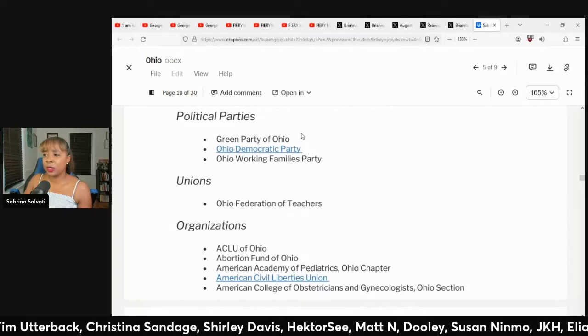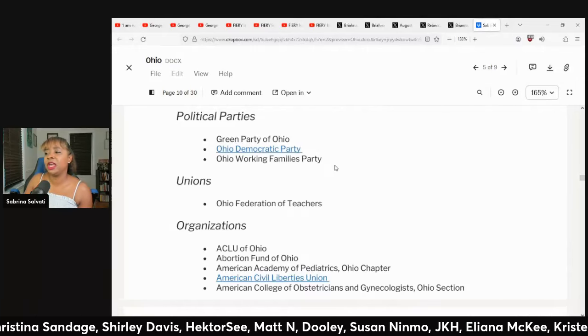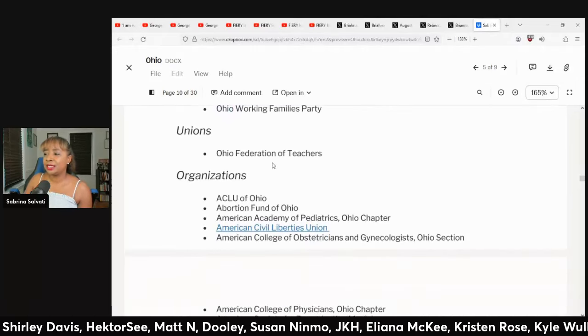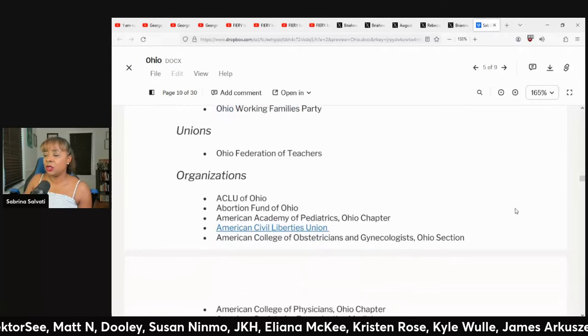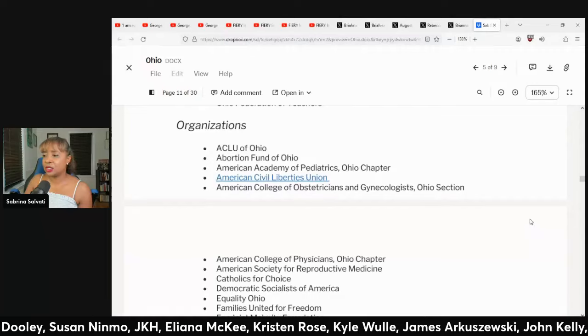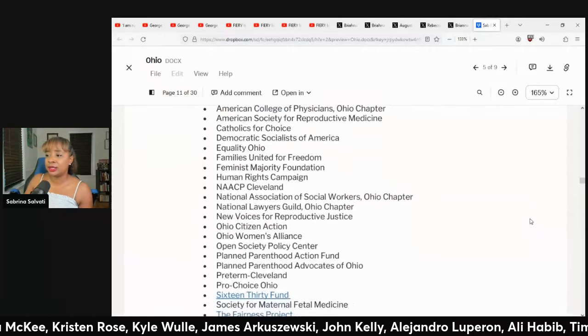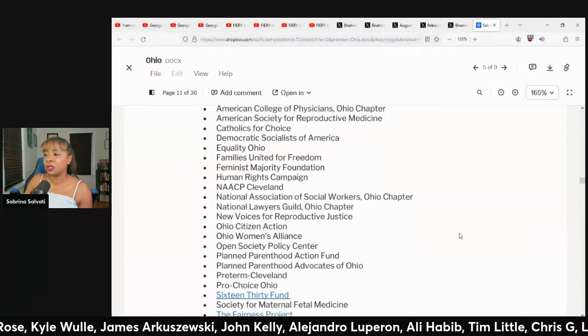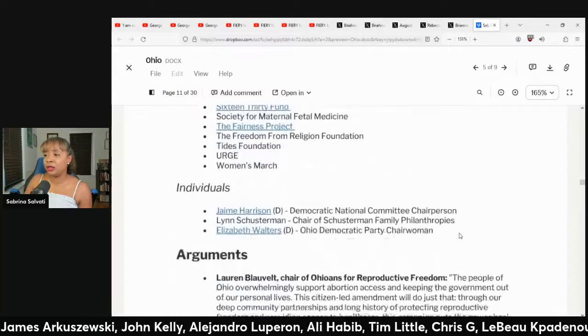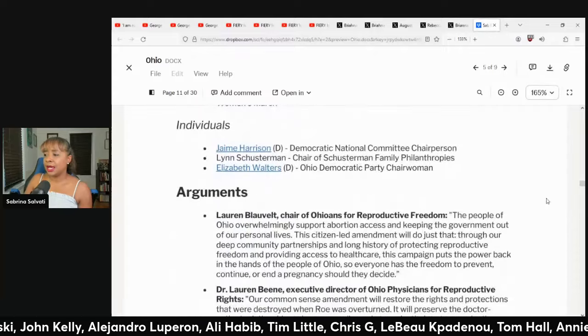Political parties that supported: Green Party of Ohio, Working Families Party, Democratic Party, and the teachers' union, right, supported it. Some organizations include the ACLU, Abortion Fund of Ohio, et cetera. It's a long list there. Democratic Socialists of America, Planned Parenthood. You guys know how this works.